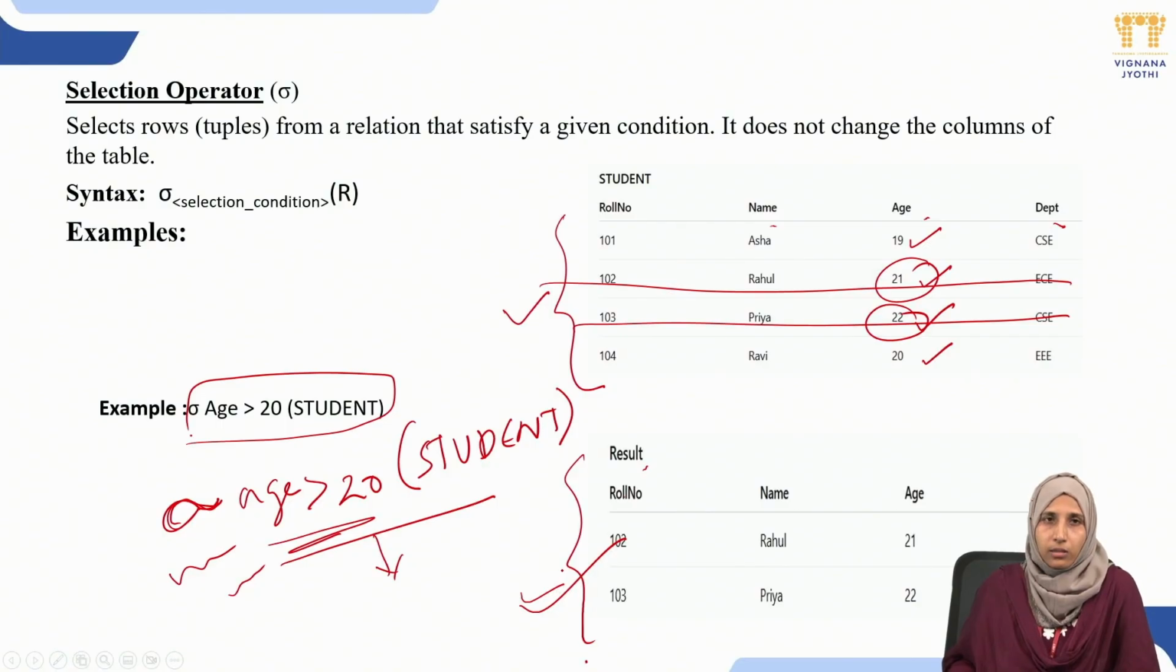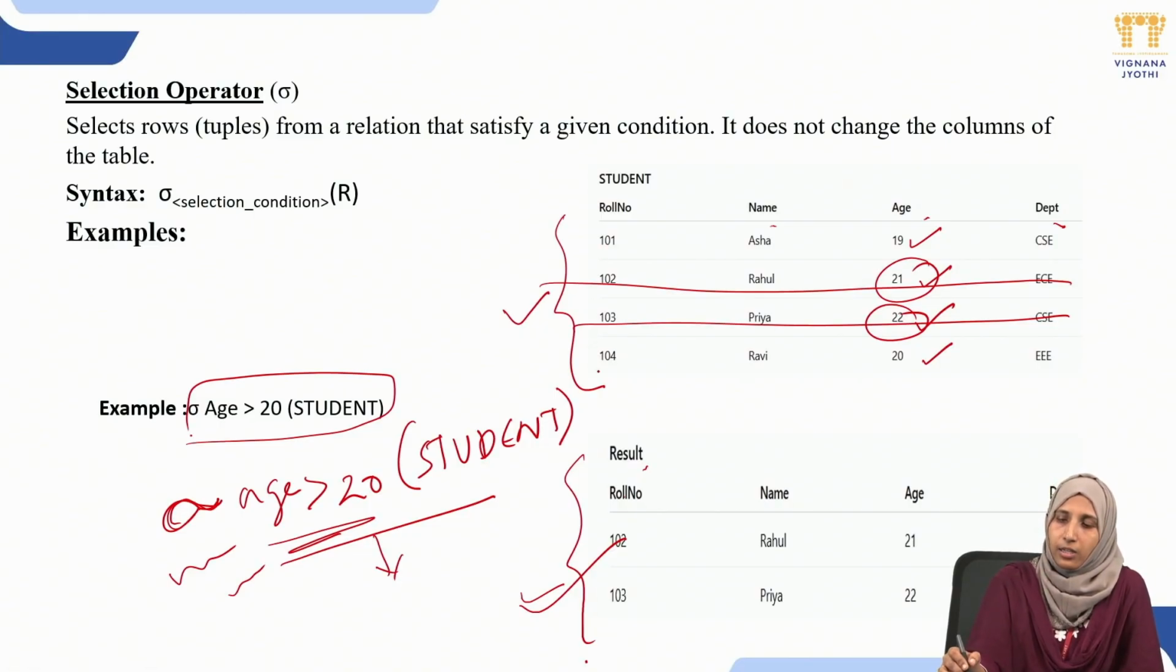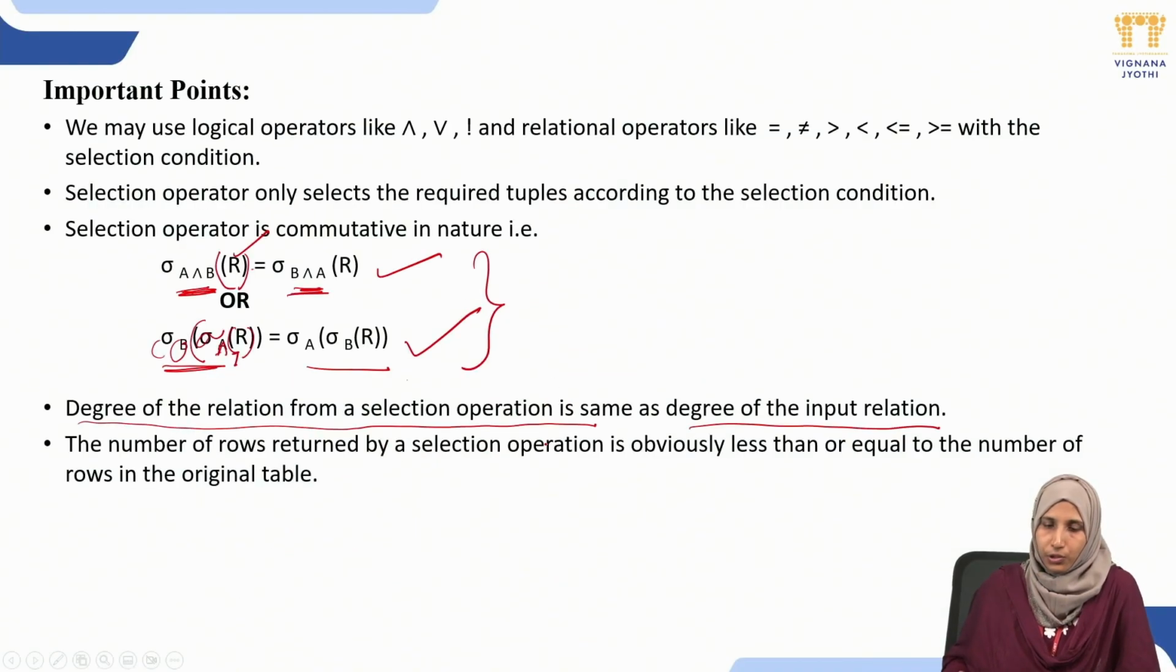Degree is not going to change in the selection operator, whereas cardinality gets changed. What do you mean by cardinality? Total number of rows is nothing but cardinality. See here, 4 rows were there in your original table, whereas in the resultant table you have only 2. So that means degree remains the same, but cardinality gets changed.